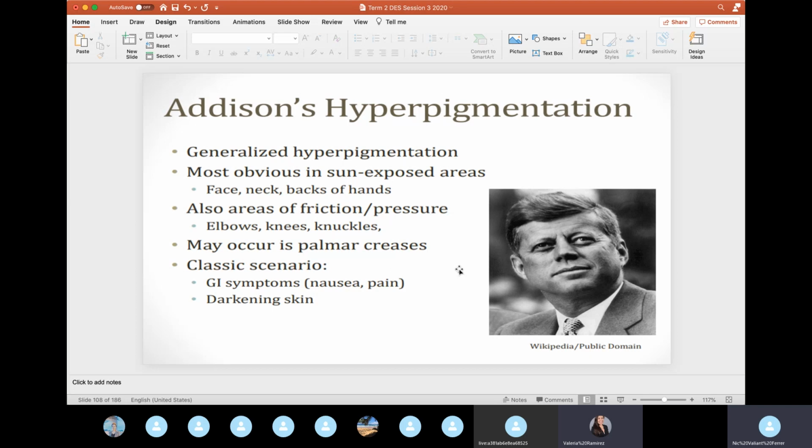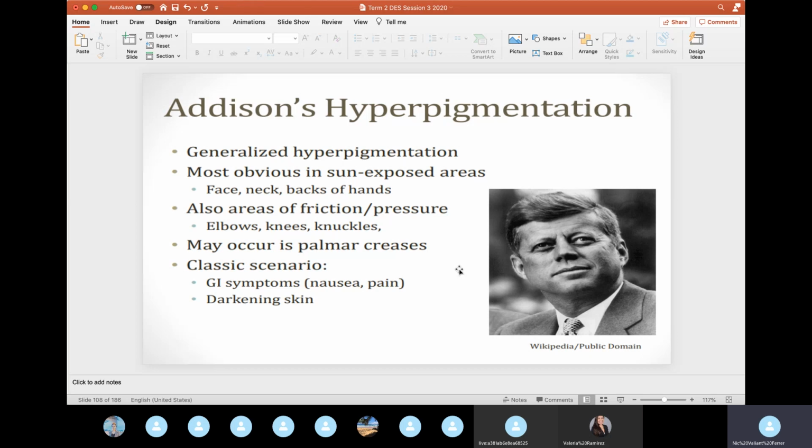So remember POMC, pro-opiomelanocortin. From your pro-opiomelanocortin, you can have your melanin. A derivative is ACTH. Another derivative you're going to learn in term 4, mu, your opioid receptor. So here you have generalized hyperpigmentation.